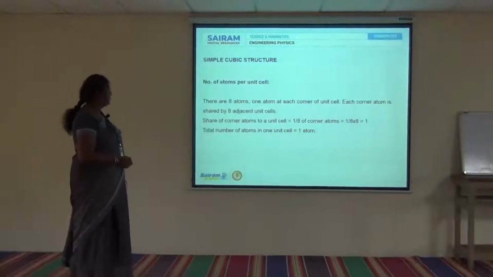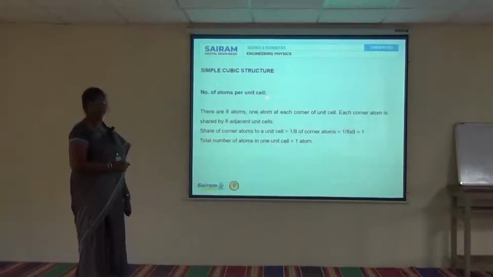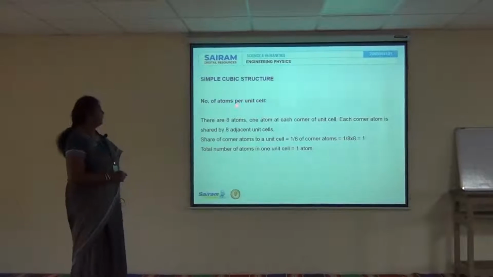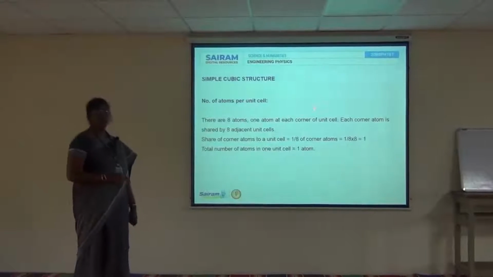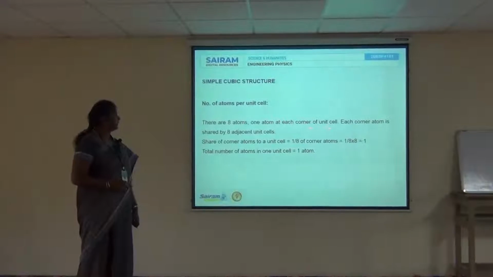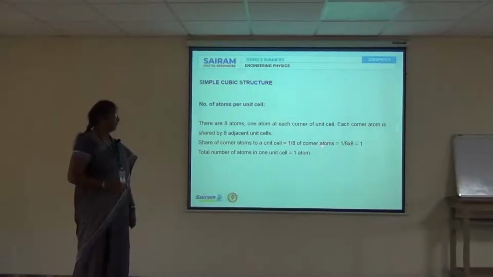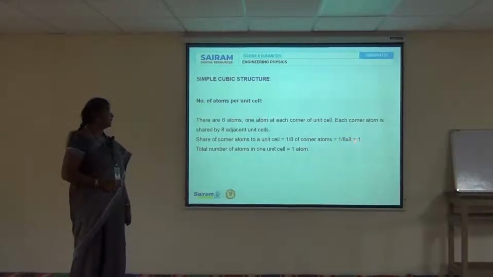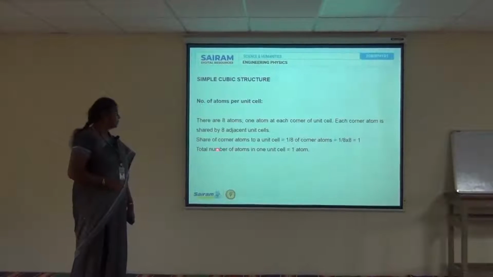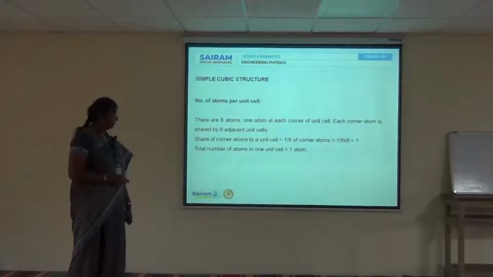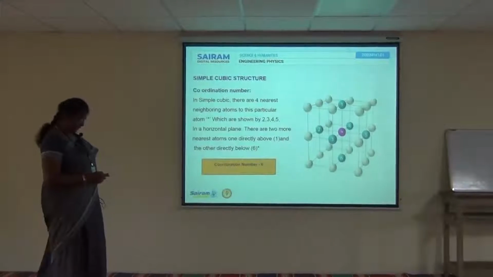Next, we are going to find the number of atoms per unit cell. As you have seen in the diagram, each corner atom is common to 8 unit cells. So the contribution of a corner atom to a unit cell is 1 by 8. As you have 8 corner atoms, 1 by 8 into 8 gives 1. So the total number of atoms in a unit cell is 1. And next is coordination number.